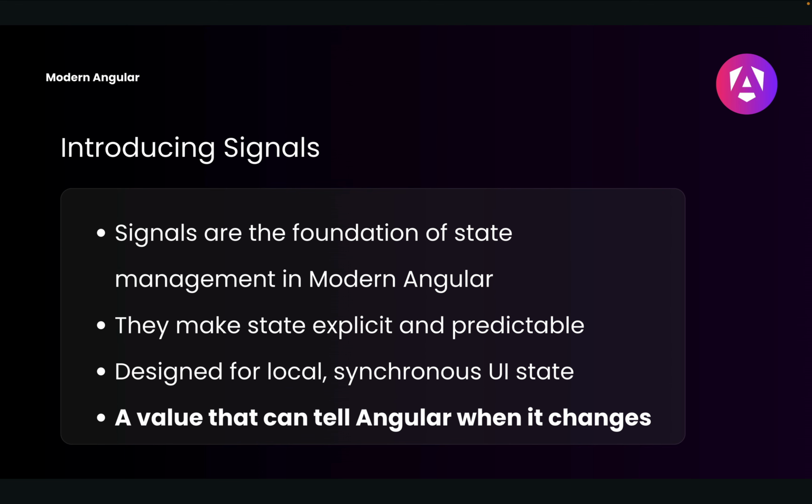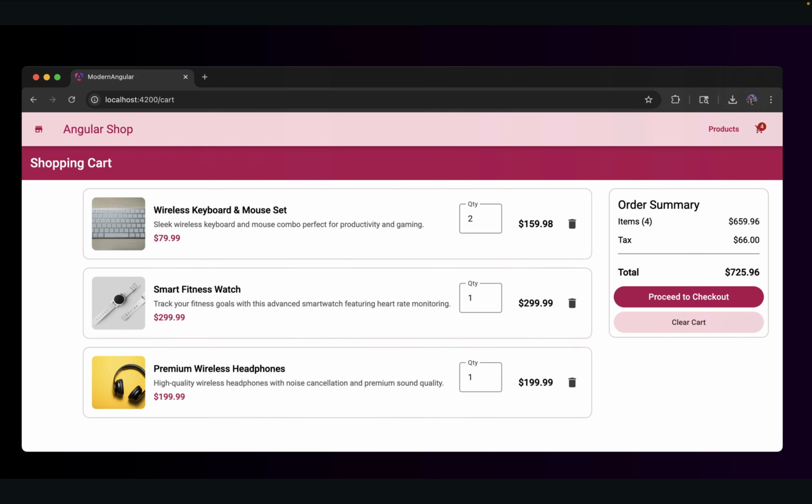So what are signals? Signals are the foundation of state management in Angular. They make state explicit and predictable. They are designed for local, synchronous UI state, and simplifying the concept, it is a value that can tell Angular when it changes. Let's take a look at this screenshot.